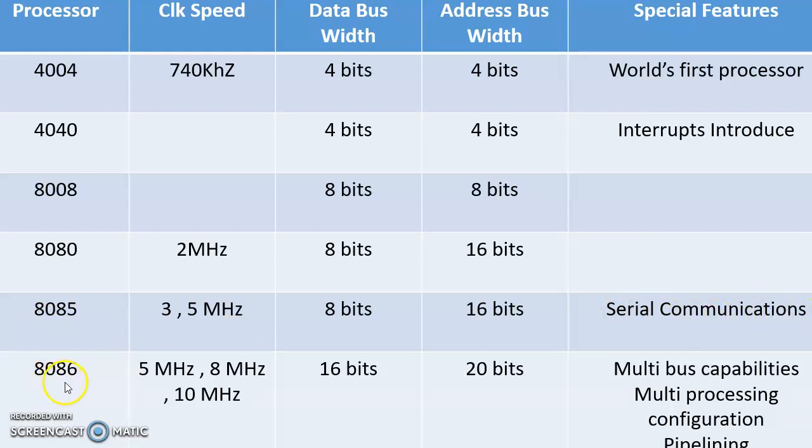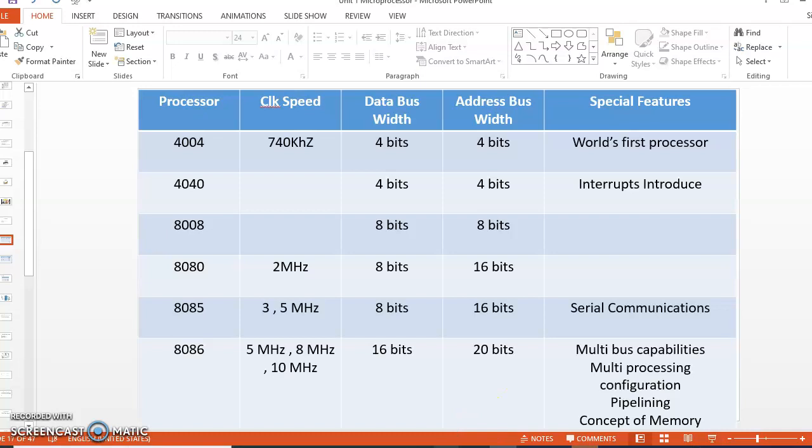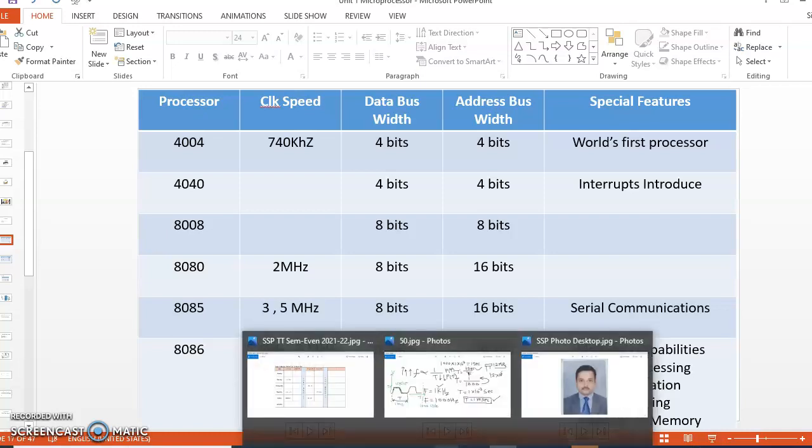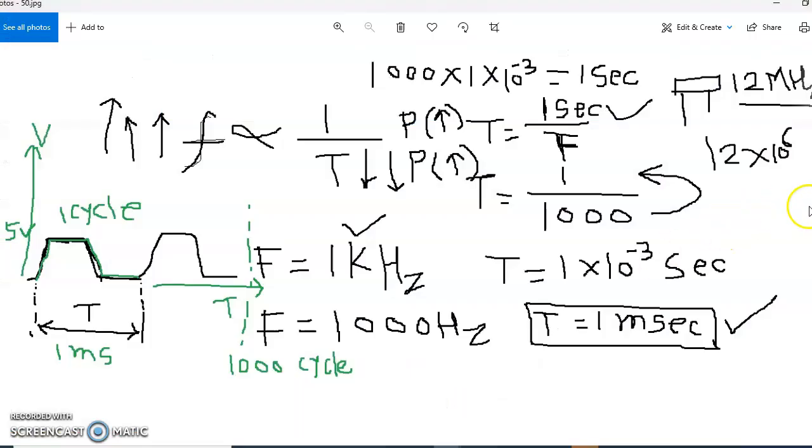Then in the 8086 processor, more features were added: multi-bus capability, multiprocessing configuration and pipelining. The crystal oscillator frequency is 5, 8 or 10 megahertz, with a 16-bit data bus and a 20-bit address bus. So what is the concept of data bus and address bus? That you have to understand.